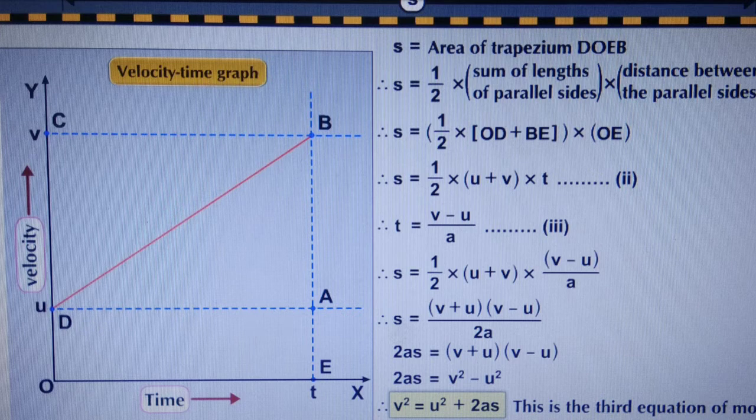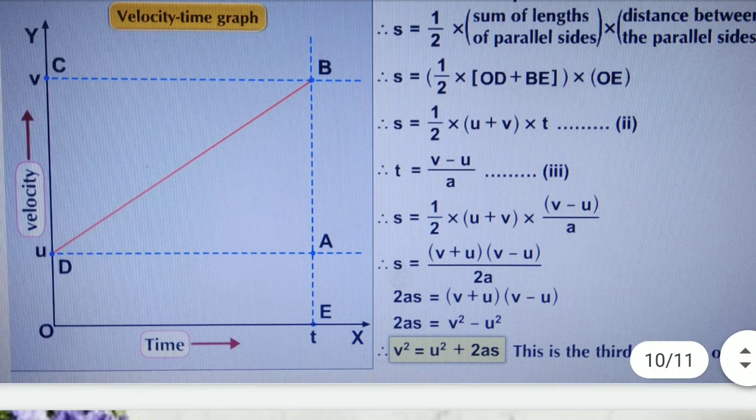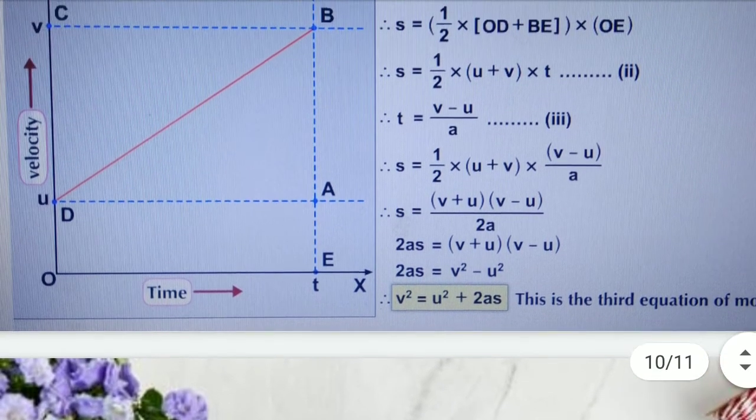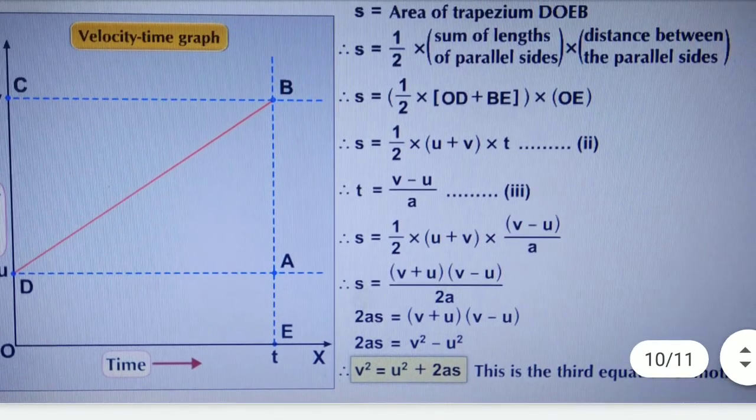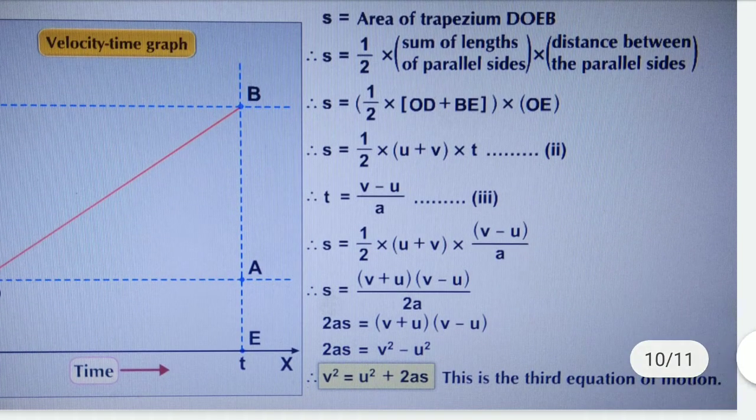We can put this value. Therefore, S is equal to 1/2 into U plus V into V minus U upon A. Therefore, S is equal to V plus U into another bracket V minus U divided by 2A. Therefore, 2AS is equal to V plus U into V minus U. That is 2AS is equal to V square minus U square. Therefore, V square is equal to U square plus 2AS. This is the third equation of motion.